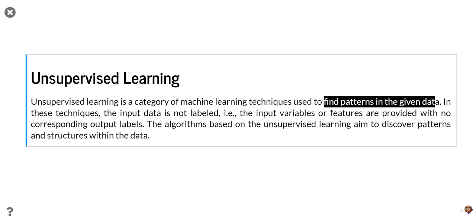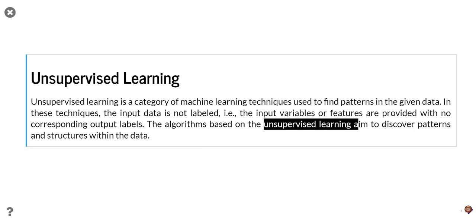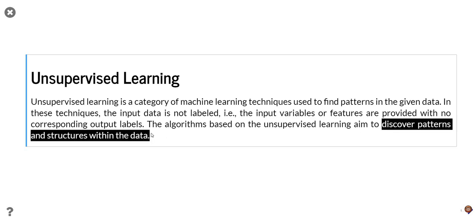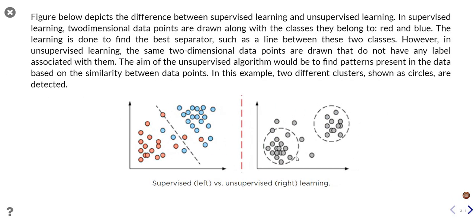So that's why for this kind of technique, for unsupervised, the input data is not labeled. That means there is no data that has a corresponding output label that you want to predict. So the aim of this unsupervised algorithm is actually to discover patterns and structures within the data. So if you want to make some prediction, then you use supervised learning. If you want to find the patterns or structures, then you use unsupervised learning. So this is the important point for you to actually take note.